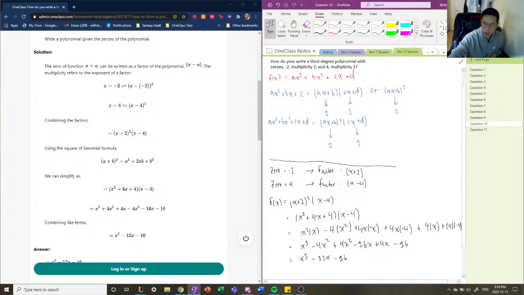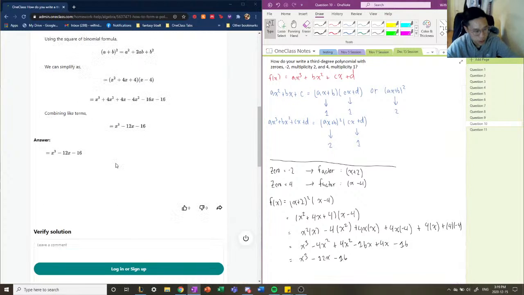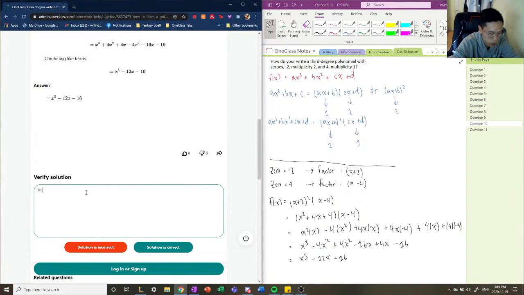Alright, and one final note, I'm just going to highlight again that the multiplicities of your factors, when added together, should equal the degree of the polynomial. So if you had a 7th degree polynomial, you best bet that all your factors add to a multiplicity of 7. Okay? So this solution is correct.